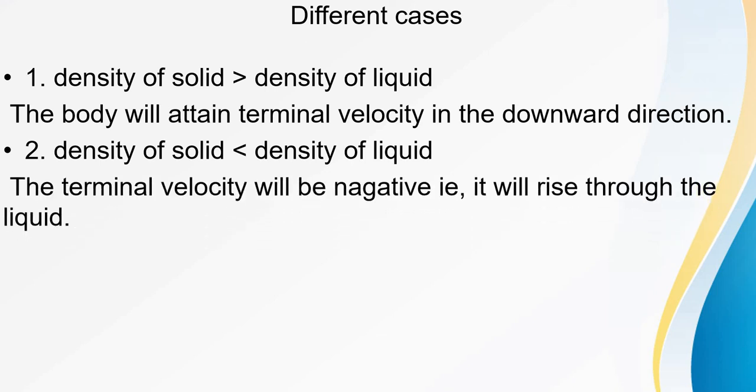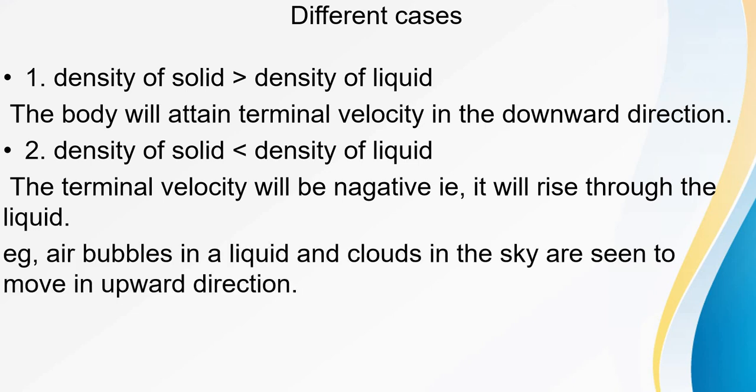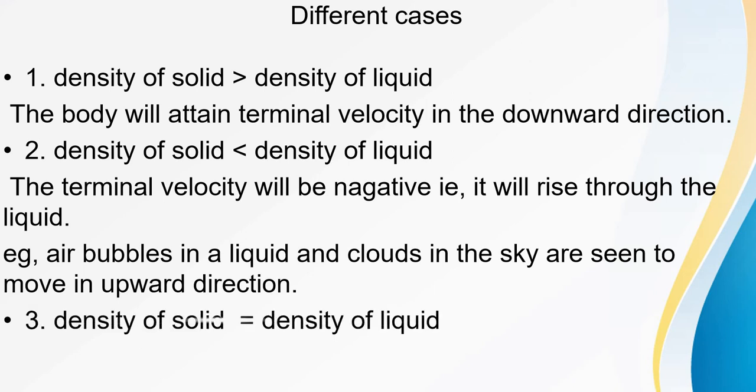So terminal velocity will be negative, that is, it will rise through the fluid, liquid. Example, air bubbles in liquid. You might have seen that air bubbles come in the upward direction. Similarly, clouds in the sky are also moving in the upward direction because their terminal velocity is negative.